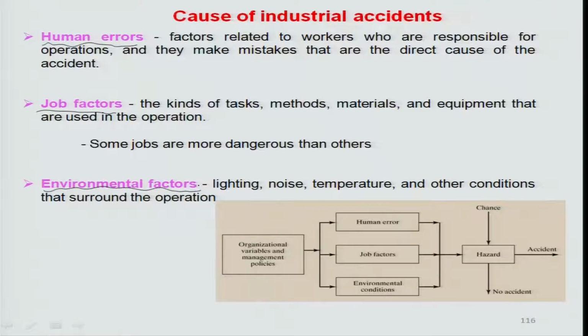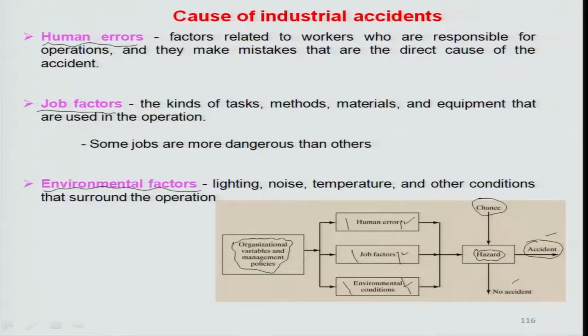Typically, all the organizational variables and management policies in the area of occupational safety can be categorized as factors related to human errors, factors related to the job design itself, or factors related to the environmental condition. All these factors pose a hazardous situation or condition which can lead to an accident, which may perchance not lead to an accident, and it could be a chance cause as well. But there is a possibility of getting into this domain, and therefore it's important to organize and classify the knowledge in these areas so that we avoid most of these unpleasant industrial accidents.